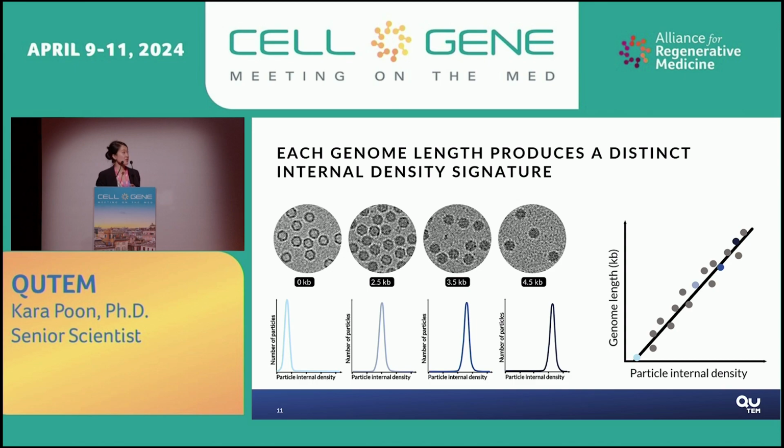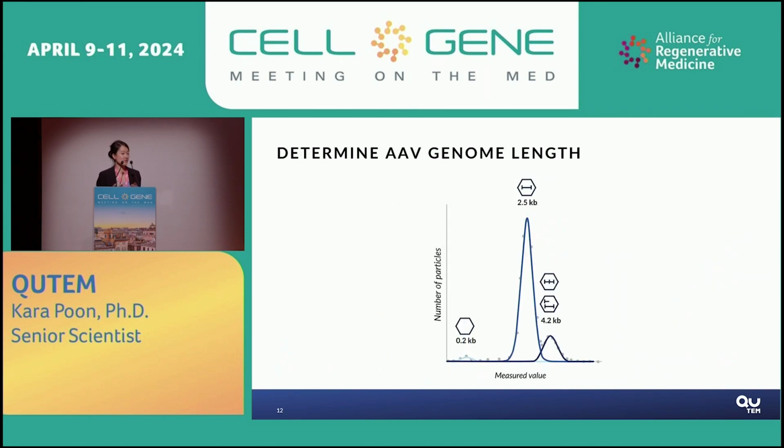If we look again back at the data that I just showed you, now we can see what the genome lengths of each of these different peaks are. On the left-hand side, we have an empty peak, which is around 0.2 kilobases. Then we have the second peak, which is 2.5 kilobases, and the third peak is 4.2 kilobases. So now this gives us a really good understanding of what's inside.